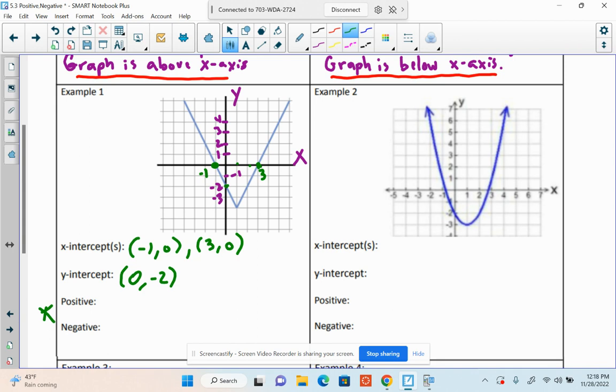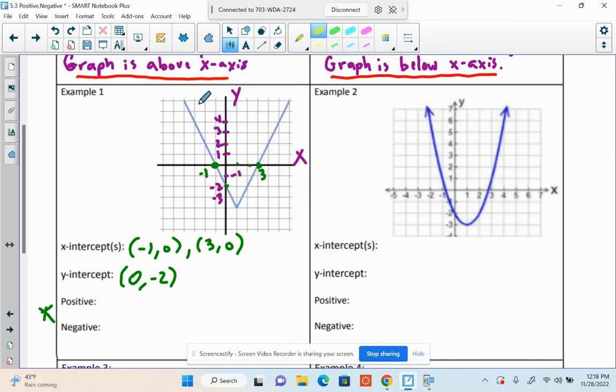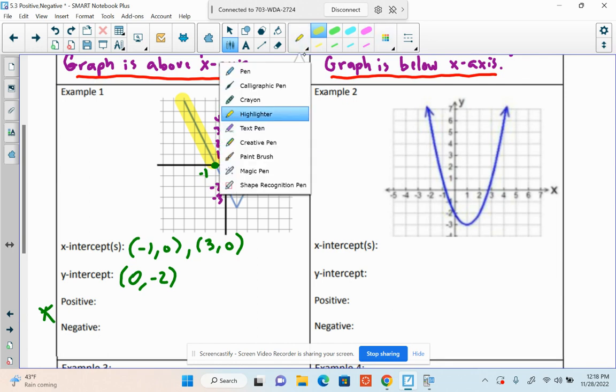So what I will do, I think I will go and highlight, let me just highlight in yellow, where the function is positive. So it's above the x-axis here, okay? So we're going to write that interval. And then it's above the x-axis over here. So we will write that one as well. So let me go back to my pen.